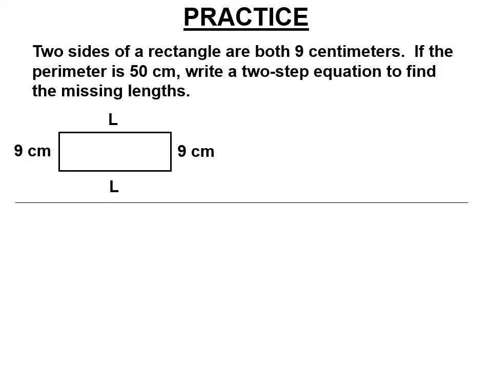So we're writing a two-step equation here, and so it's length plus 9 plus 9 equals, the perimeter is 50, right? The four sides have to add up to 50. It says write a two-step. That's not a two-step. A two-step always looks like this. L plus L is 2L. 2L plus 18 equals 50 is our two-step equation.